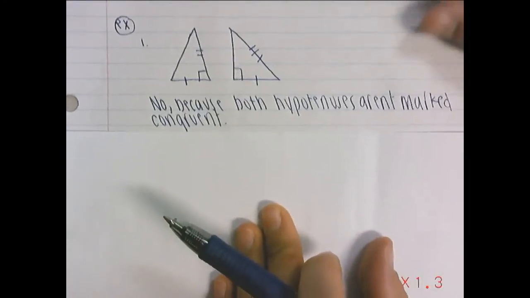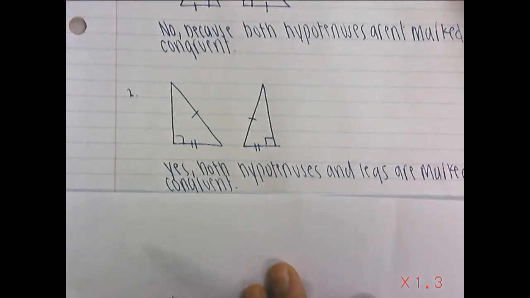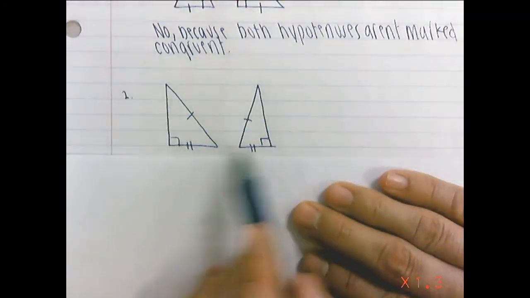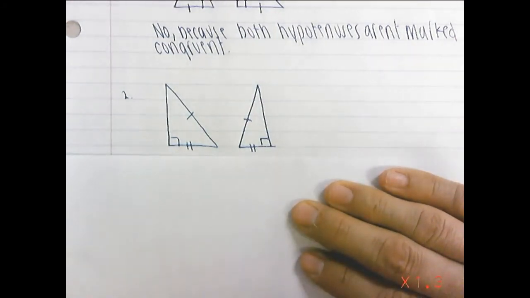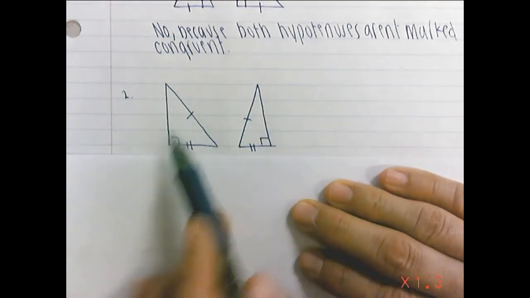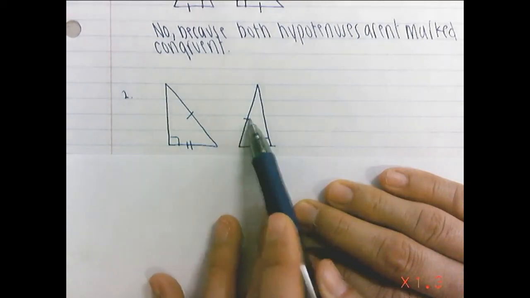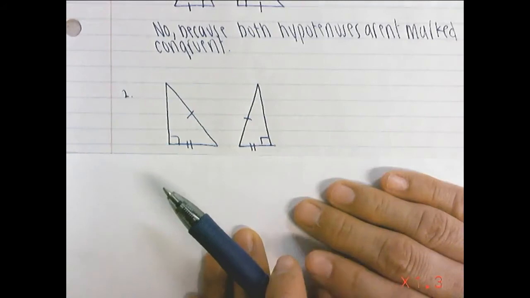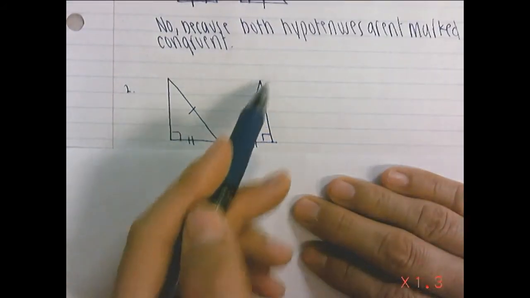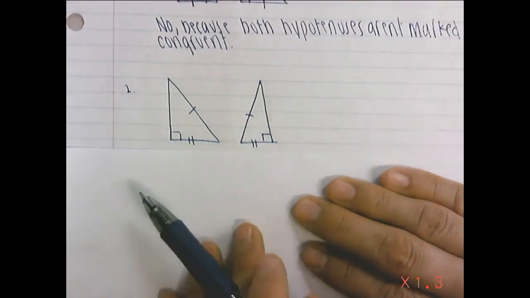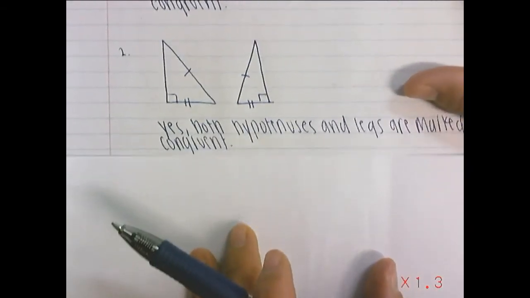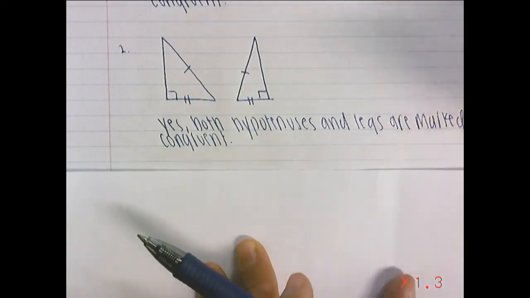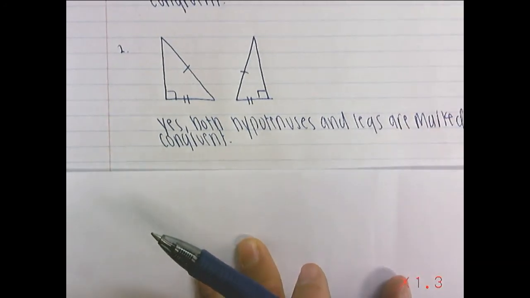All right, well, let's look at this one. Okay, yes, they're right triangles. Check that one off the list. Oh, look, this time their hypotenuses, across from their right angles, are congruent. And look, they even have a congruent leg. So hypotenuse leg would work for these two triangles. Both hypotenuses and legs are marked congruent. And that's it for video 4.6.